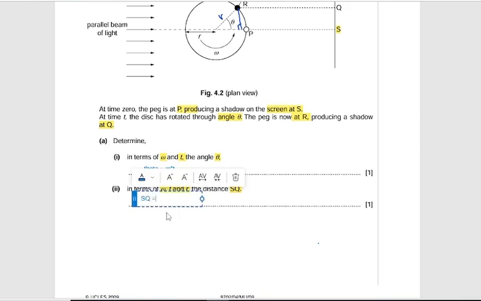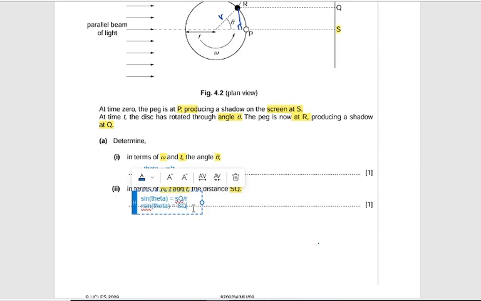Having said that, if you write it, sine of theta is equal to opposite, which is SQ, divided by hypotenuse, which is r. Now if I were to write this in even simpler terms to make SQ the subject, that would be r sine theta is equal to SQ.